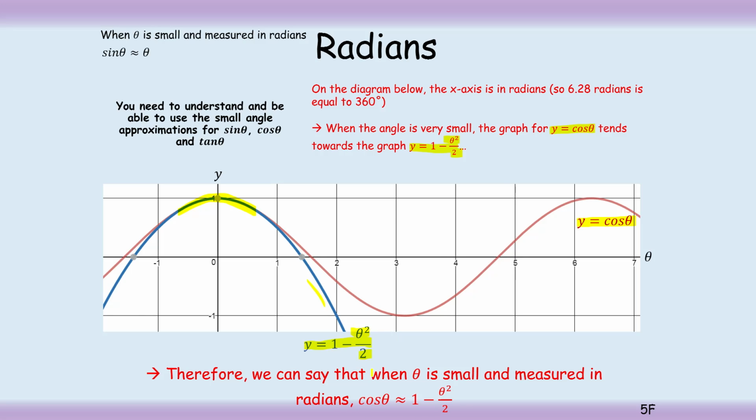So making some notes then, again, I'm going to highlight what you need to write down. When theta is small and measured in radians, cos theta approximates to 1 minus theta squared over 2. So hit pause, make some notes. We've now got two approximations. Sine theta approximates to theta, and cos theta approximates to 1 minus theta squared over 2, as long as theta is very small and measured in radians.